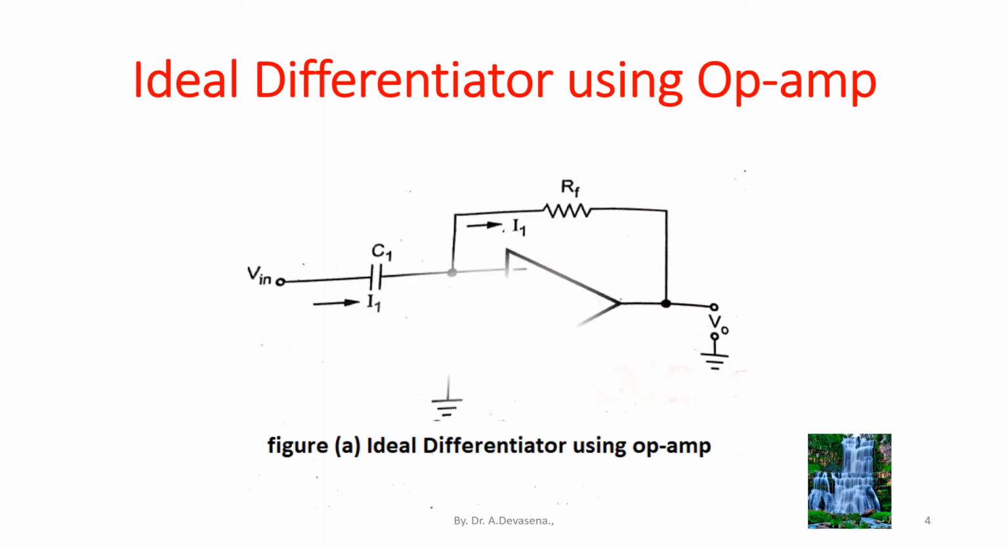Here is a representation. In this ideal differentiator, the input signal Vin is applied to the differentiator circuit through the capacitor C1. The input is supplied to the inverting input terminal of the op amp. Between the input and the output, a resistor RF is connected. This is acting as a feedback resistor. This is indicated in the diagram.